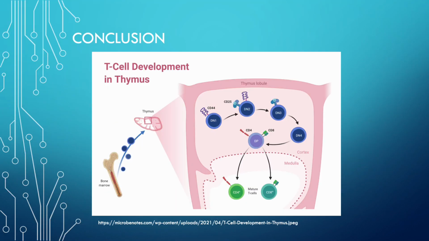As we explained, double positive T cell is one of the forms in the development of T cell that express both CD4 and CD8, and that is located in the thymus because T cell is developed to be mature in thymus.